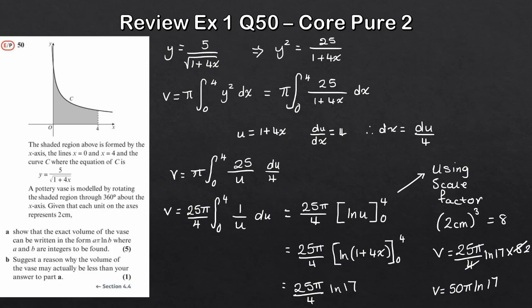And then for part B, just one reason why the volume of the vase might actually be less than the answer that we've got. It's just a one-liner basically. For B, just one reason: you can just say that there's non-zero thickness of the vase. That's simply all we've got to say there.